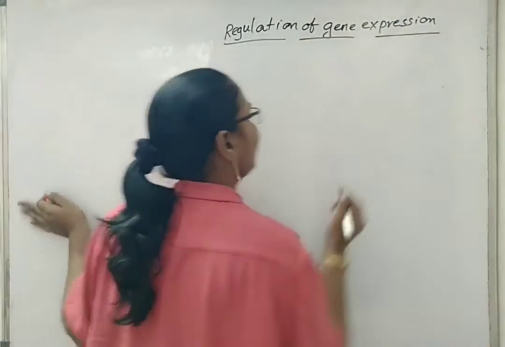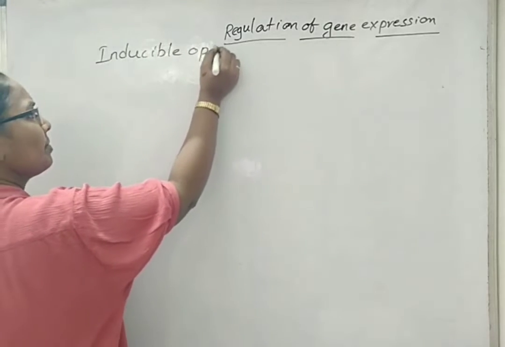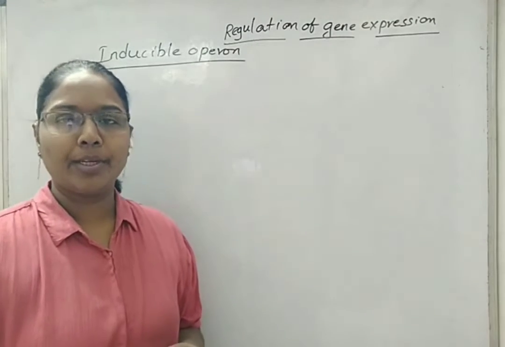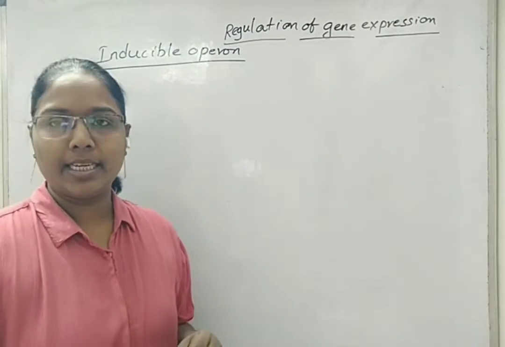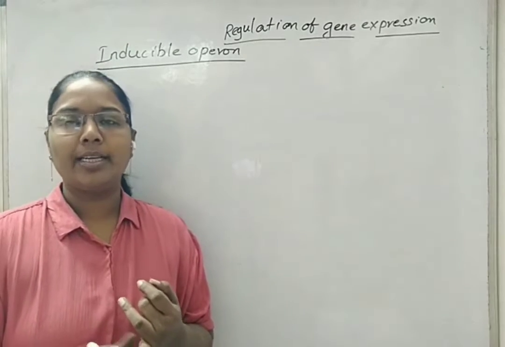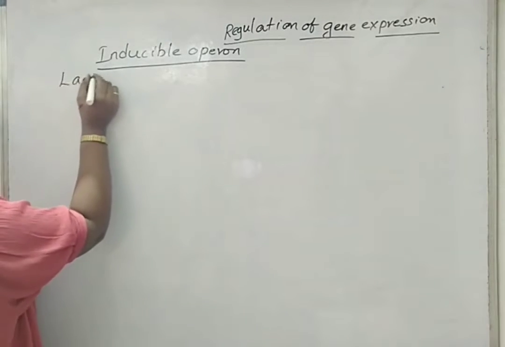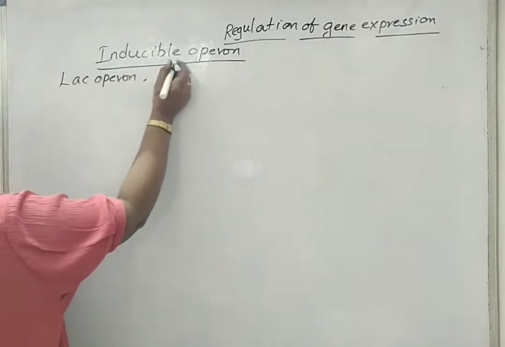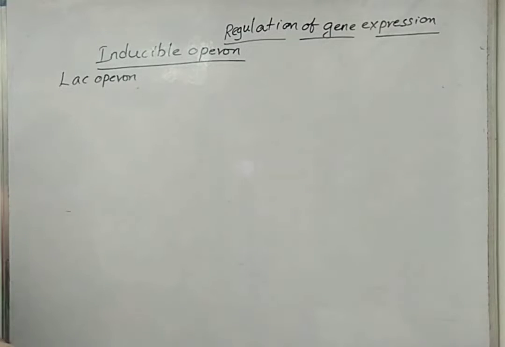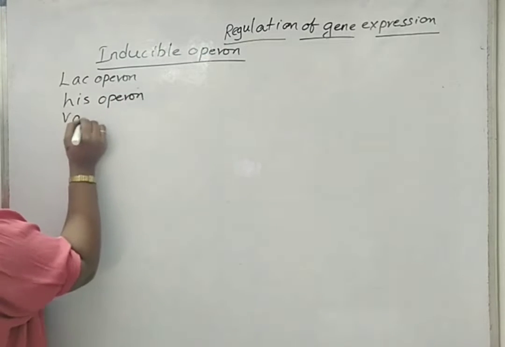Next we will see about inducible operon. We have a detailed explanation about inducible operon, that is Lac Operon. Along with that, in NCERT, you have some of the examples. Those are histidine operon, arabinose operon, and valine operon. Just the terms are given. Now, under inducible operon, one detailed explanation is given about Lac Operon. But under this, other examples are also there. Those are nothing but histidine operon and valine operon.